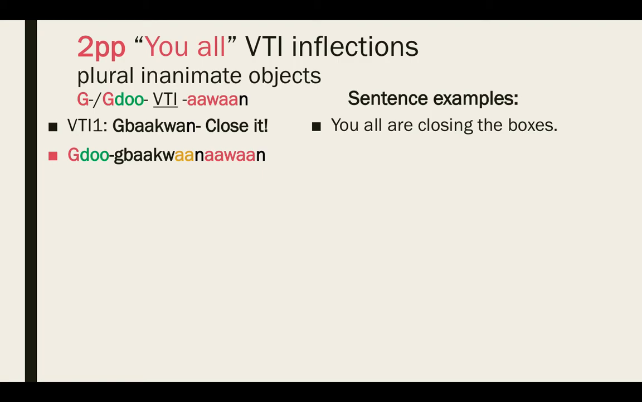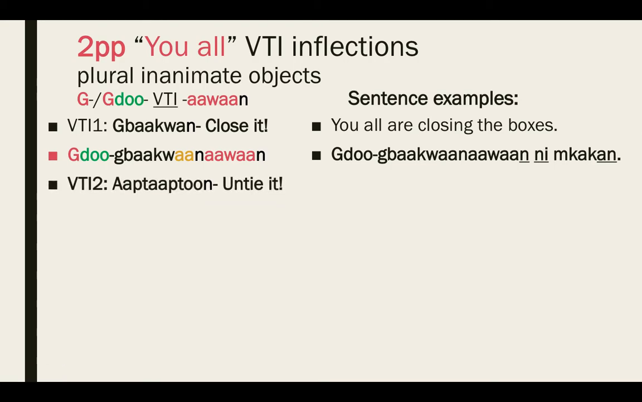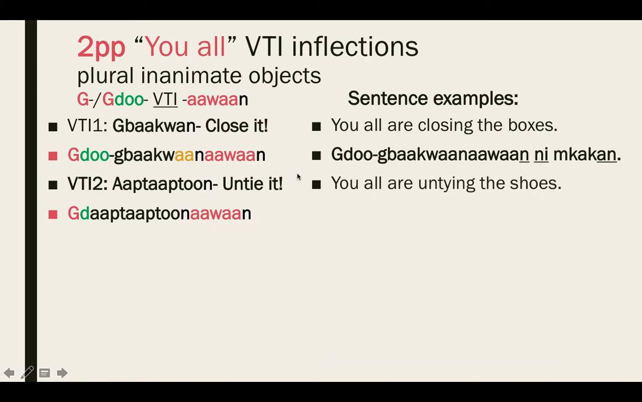All right. So you all are closing the boxes should be translated as gadogbakwanawaan nimkakan. So we're just adding that N at the end, change that I to a ni, and pluralizing our inanimate noun. Moving on to optoptone. So we're going to attach the G in front, and then that D sound protects the verb, and then we're adding the suffix aawaan. So gdoptoptonaawaan, gdoptoptonaawaan. So that's you all are untying the shoes. So how would we translate that? You all are untying the shoes.